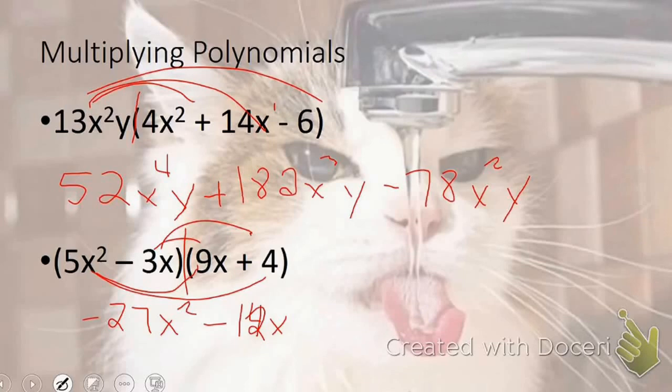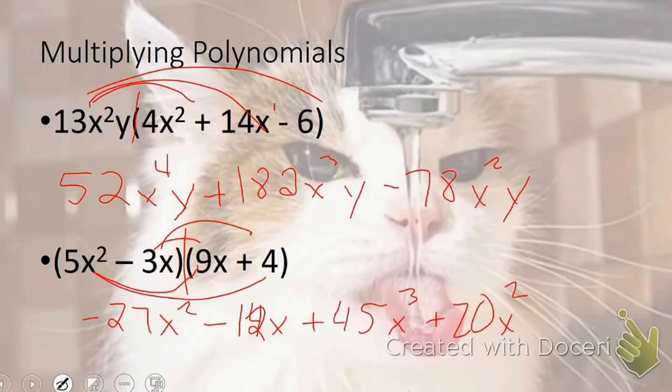Let's see. Then we have 5x squared times 9x. This is the bottom one. That's going to be 45x. Keep the base, add the exponents, to the third power. Then the last one, 5x squared times 4 is 20x squared.